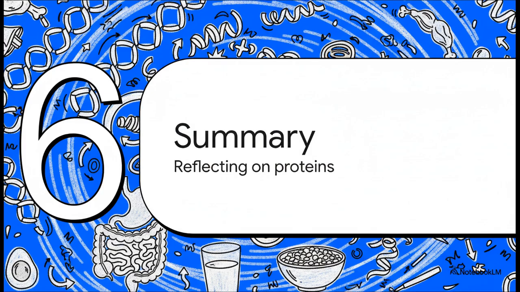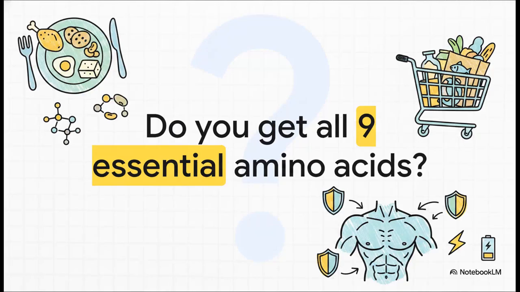Finally, Section 6, summary and next steps. Let's take a second to reflect on your own diet. Look closely at the meals you're eating every week. Are you actually combining your dietary sources to provide your body with all 9 essential amino acids it needs to function properly? Are you fueling the machine to maintain everything from your immune system's antibodies to your daily energy levels?